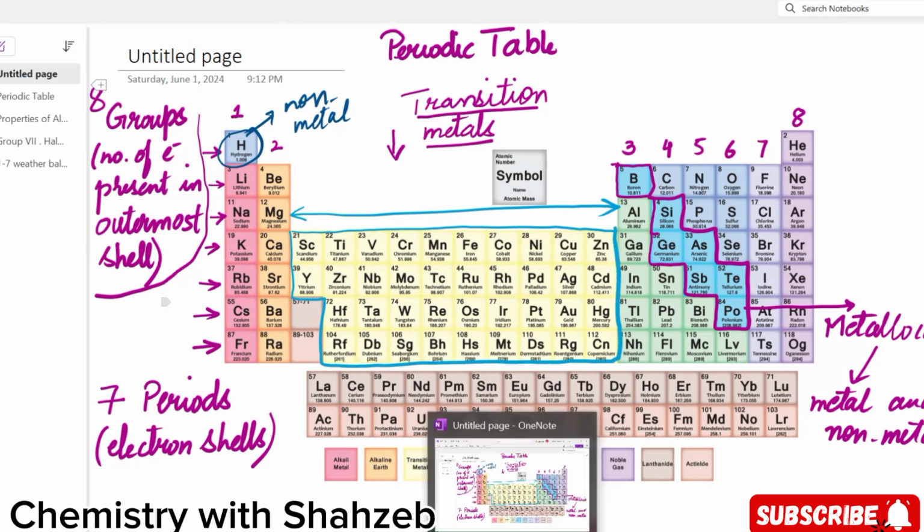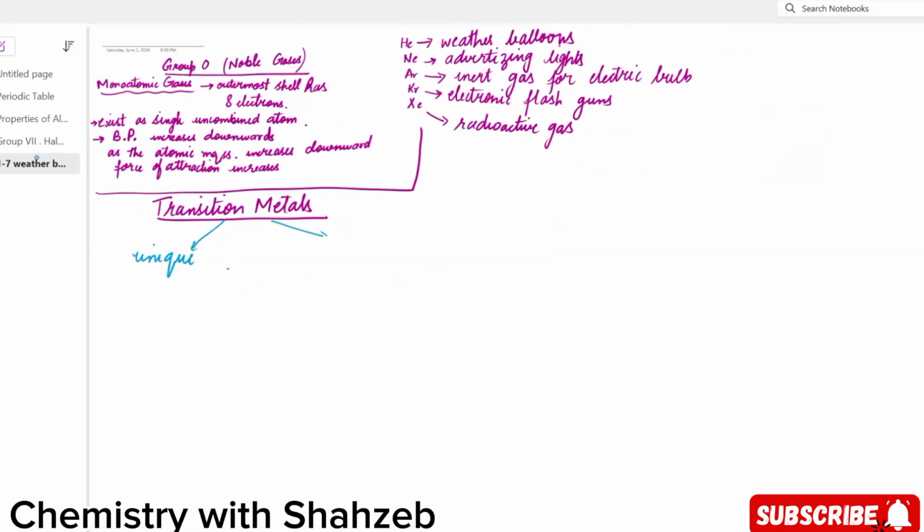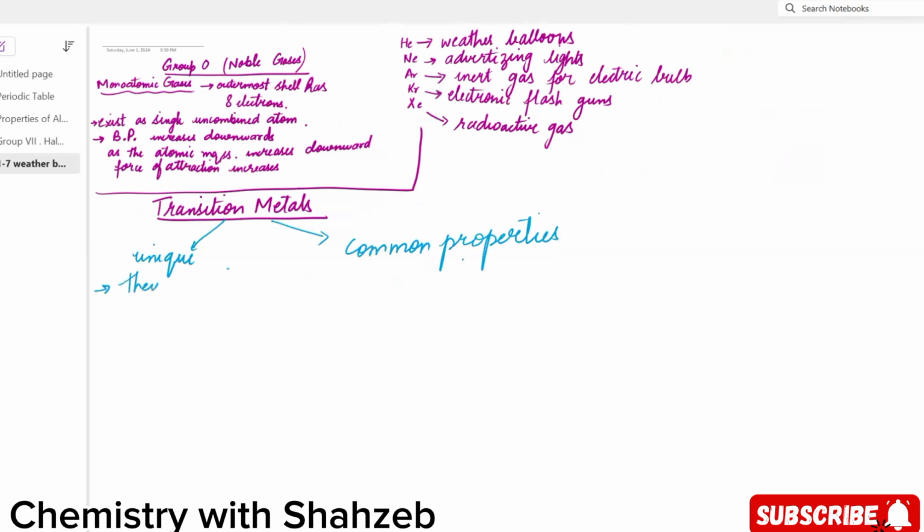Now, what happens in transition metals? Let's look at here. Transition metals have some properties which are unique, okay, and they have some common properties. Unique properties are very important. First of all, let's discuss the unique properties. The first unique property is that they form colored compounds.